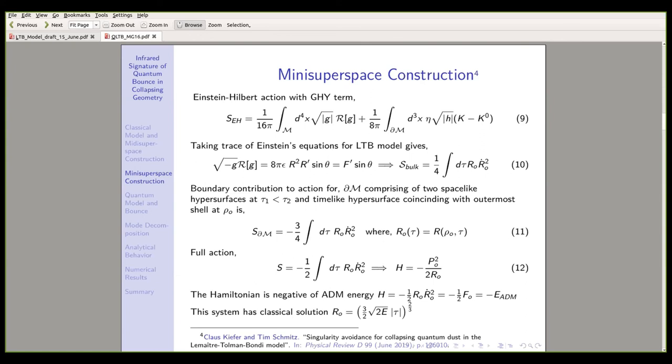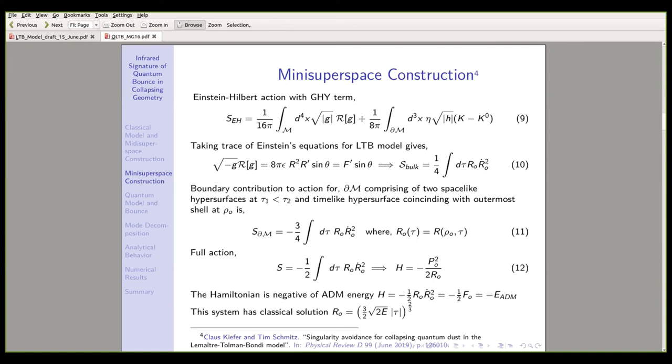Now, taking the trace of Einstein's equation, the on-shell form of the Ricci scalar was obtained, and the bulk contribution to the Einstein-Hilbert action was obtained. Here, capital R naught is the areal radius of the outermost dust shell. For the boundary comprising two space-like hypersurfaces at tau 1 and tau 2 and a time-like hypersurface coinciding with the outermost shell at rho naught, the boundary contribution was computed, which is given in equation number 11.